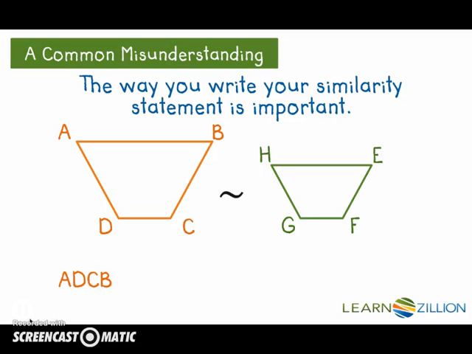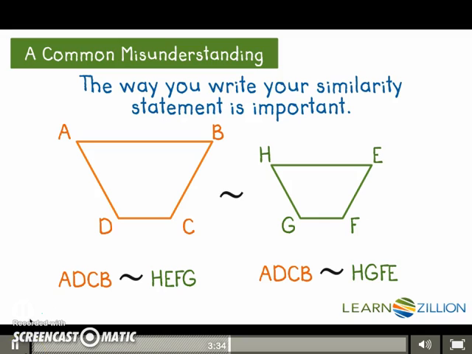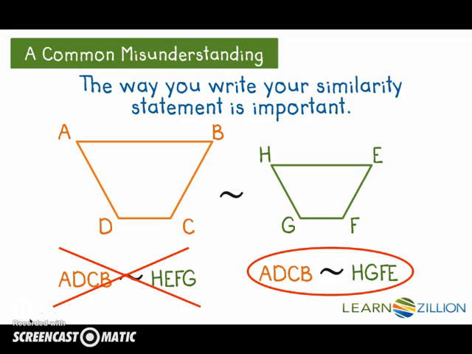Now, when I go to write my similarity statement, that's going to be similar to the other shape, which I can write one of two ways. Starting at H, I could write it as HEFG, going clockwise, or going counterclockwise, I could write it as HGFE. Which one represents a true similarity statement? Since we have to match up corresponding angles, it's important we go in the same direction starting from the same vertex. So since I started from A and went counterclockwise, ADCB is similar to HGFE, starting at H going counterclockwise.